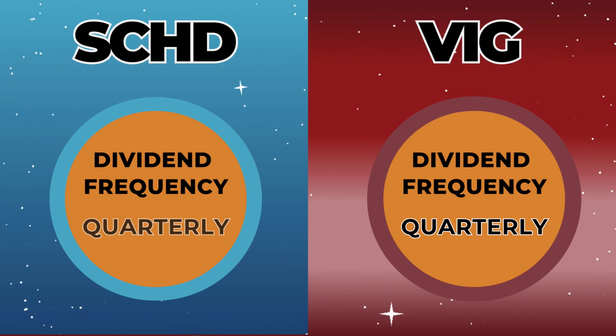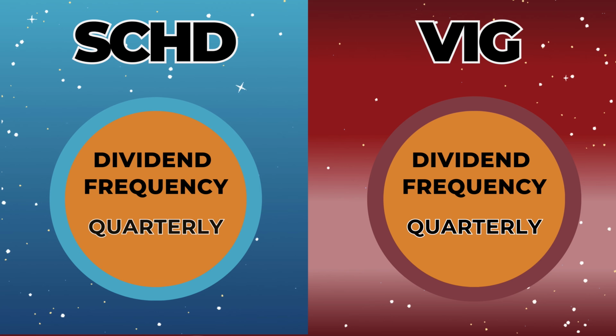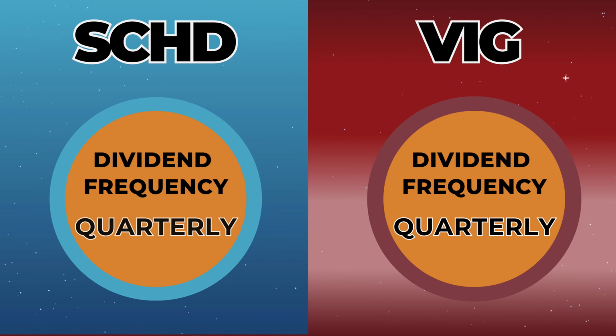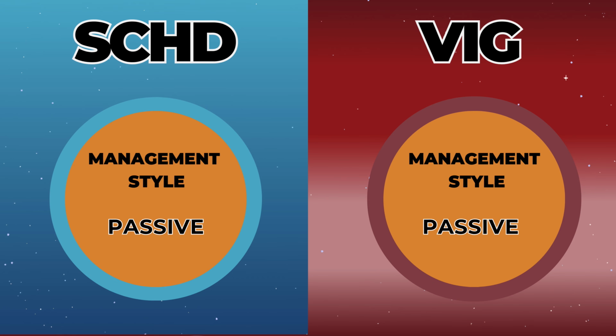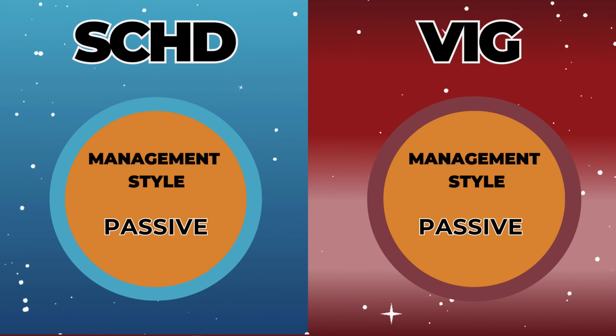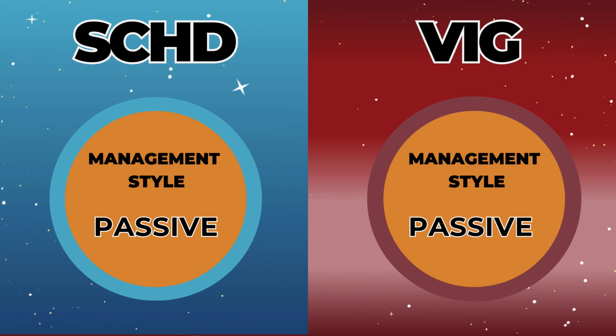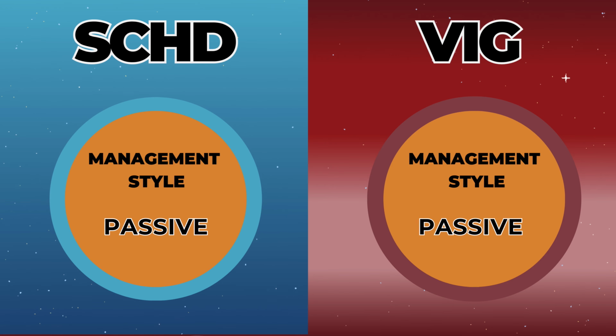Both ETFs pay dividends on a quarterly basis, providing regular income streams for investors. Both SCHD and VIG are passively managed, mirroring their respective indexes with minimal intervention.